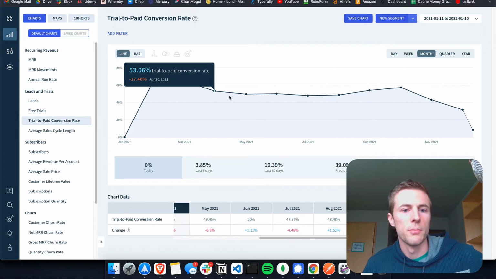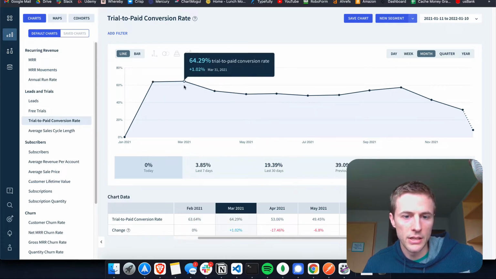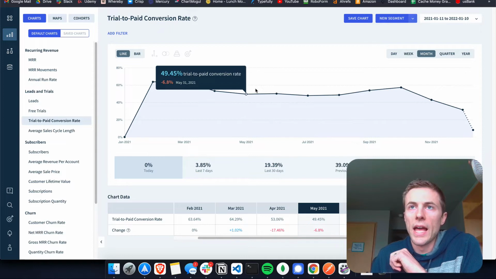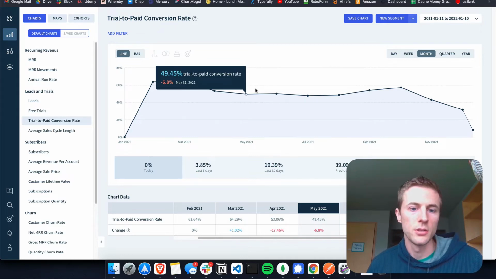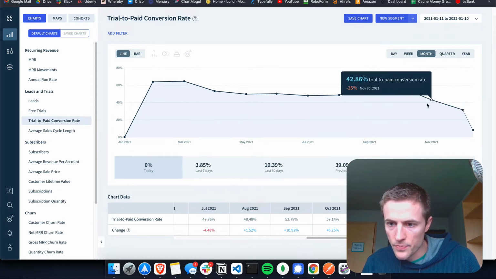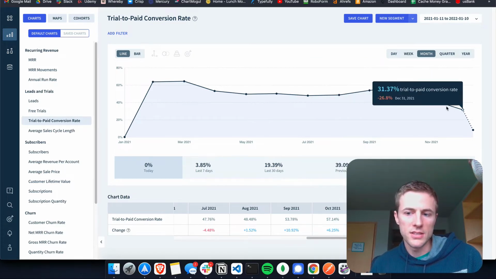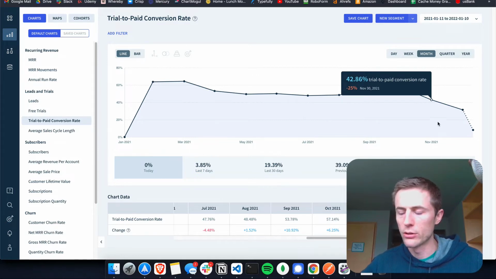So this is my trial to paid conversion rate. For a while you can see it's been around 50% at a high. At the very beginning it was 64%. 50% is pretty good. I have credit card up front for the trial, and typically what I hear is 40 to 60% is pretty standard for conversion rates with a free trial and credit card up front. But you can see I started to dip the last 2 months: it was 30% in December and 42%. I have no idea why. Both these last 2 months were probably my worst months overall in growth. I didn't grow too much. I don't know if that's just because it was the end of year, December, everyone's getting ready for Christmas, who knows? Maybe that's partially why these rates are down, but this is definitely not good.